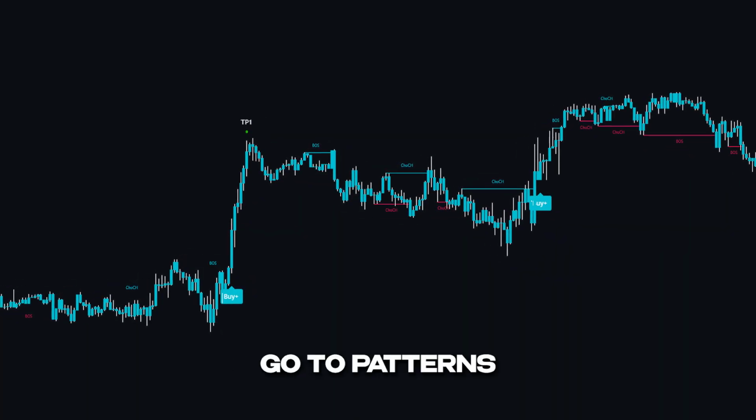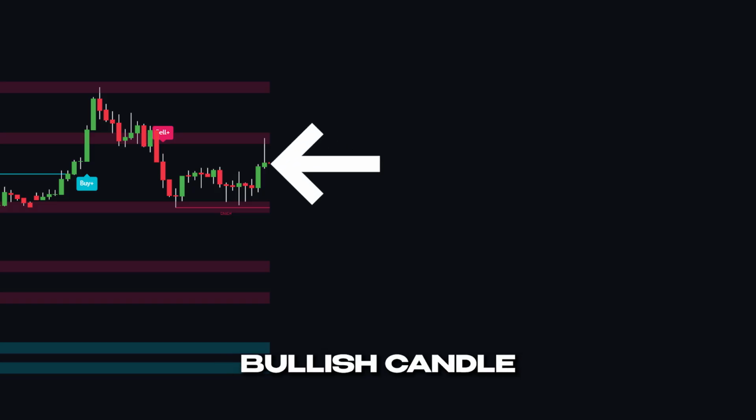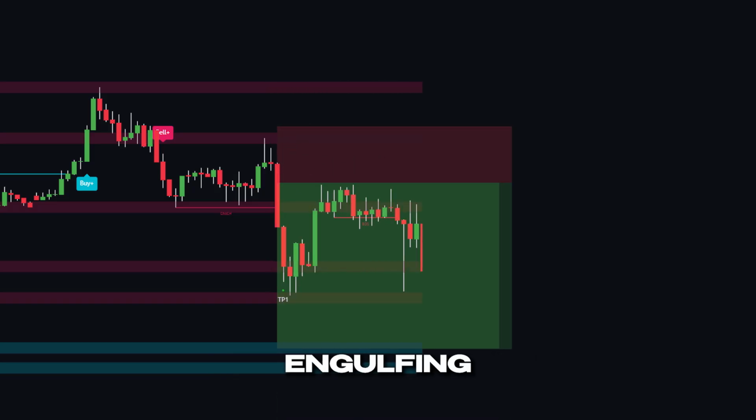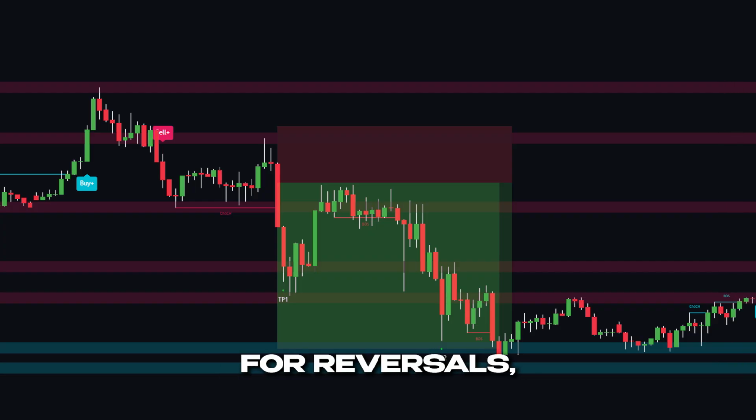Now, let me show you 3 go-to patterns I actually trade. Engulfing at reversal zones. In this setup, price forms a resistance zone, followed by a weak bullish candle, and then a strong bearish engulfing candle. Confirmation comes from a structure break on a lower time frame, making it perfect for reversals.